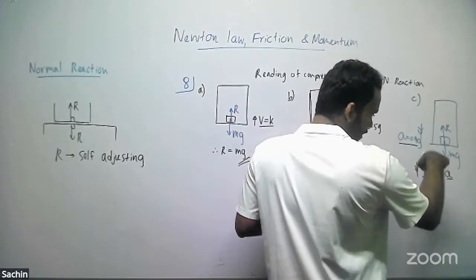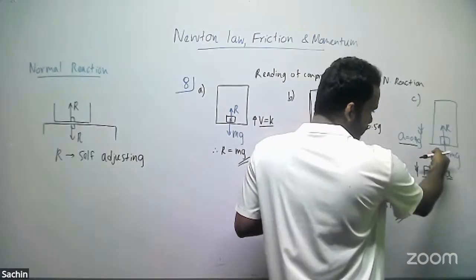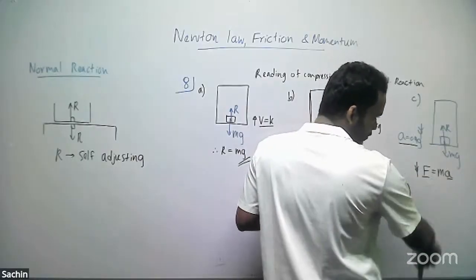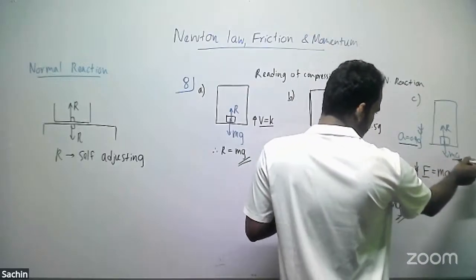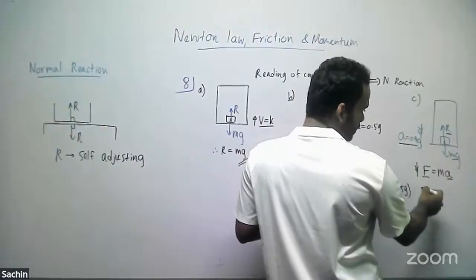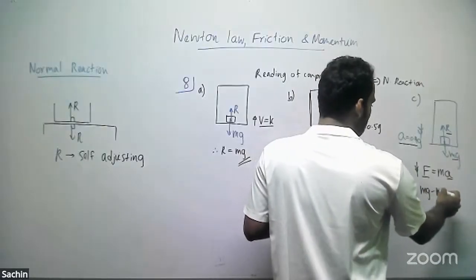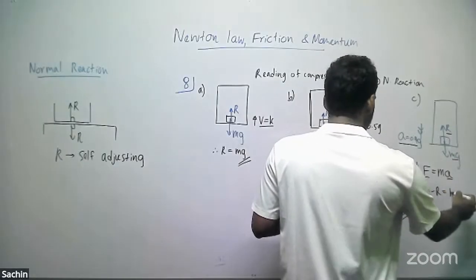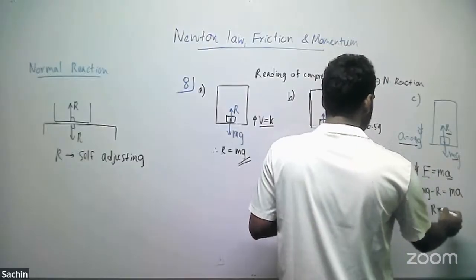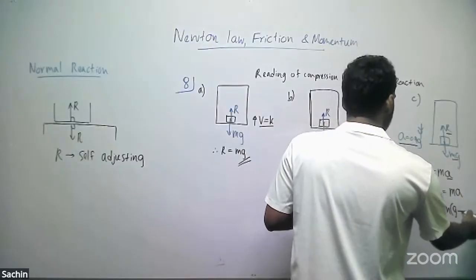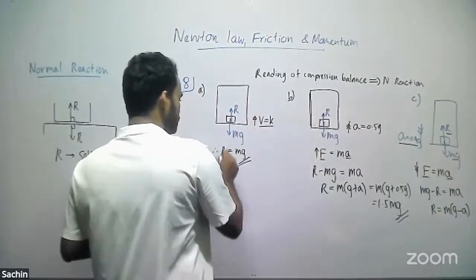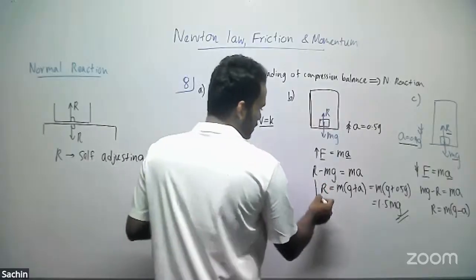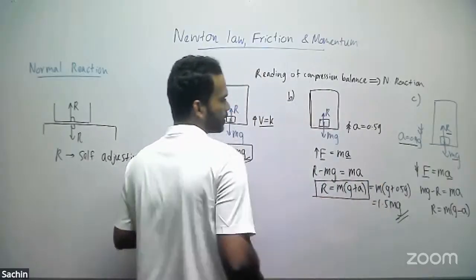So when I apply F equal ma downwards, I should consider the resultant force downwards. What is it? mg is there, R is in the opposite direction. So mg minus R, this is the unbalanced force, it should be equal to ma. So in this case, the reaction is m(g minus a). Okay. There's no problem remembering these, right? You may remember this one.